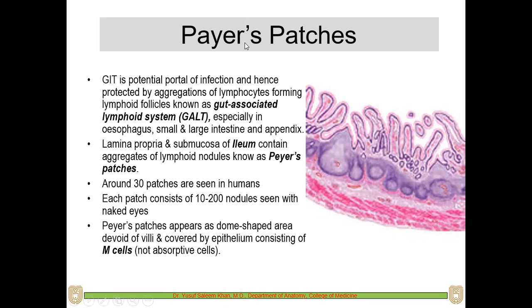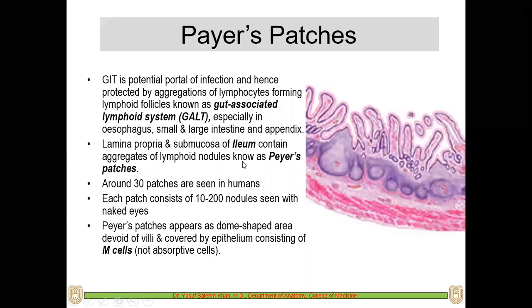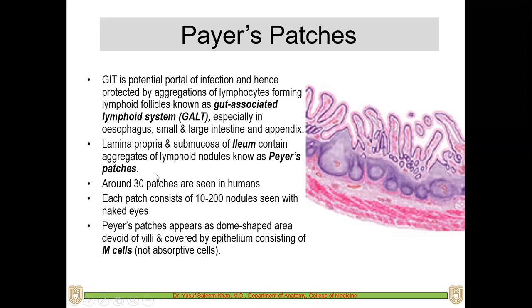The gut associated lymphoid tissues are especially seen in the esophagus, small intestine, and large intestine, as well as a huge aggregation in the appendix. Especially the lamina propria and submucosa of the ileum contain aggregations of lymphoid follicles which are very much specialized, and they're called Peyer's patches. If you see here, this is the picture showing you the Peyer's patches.